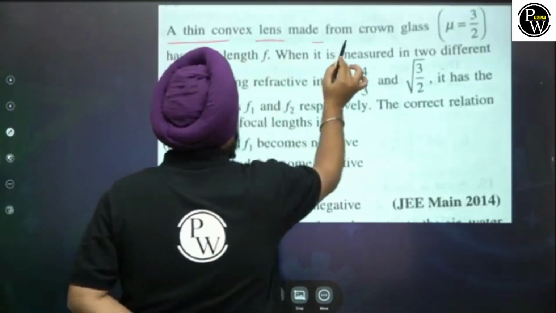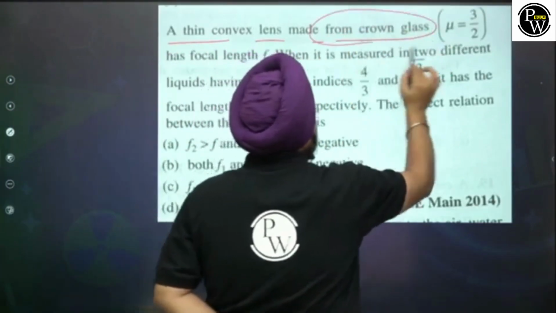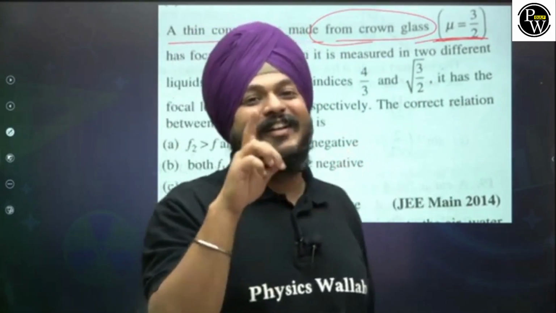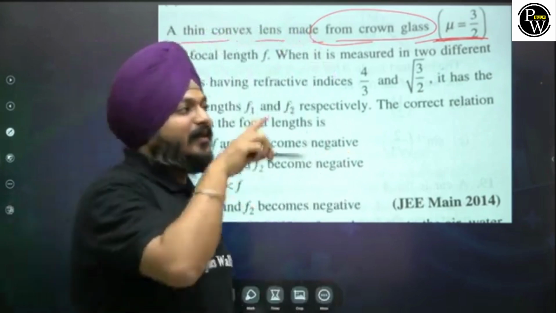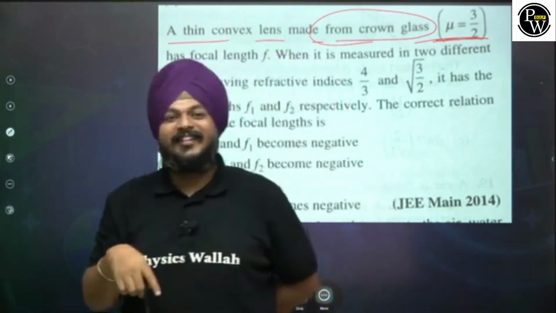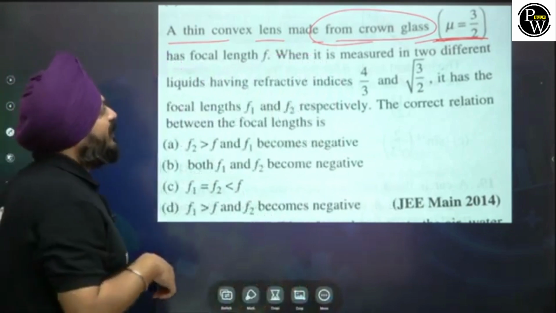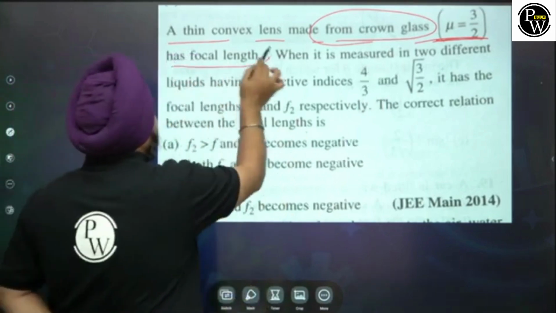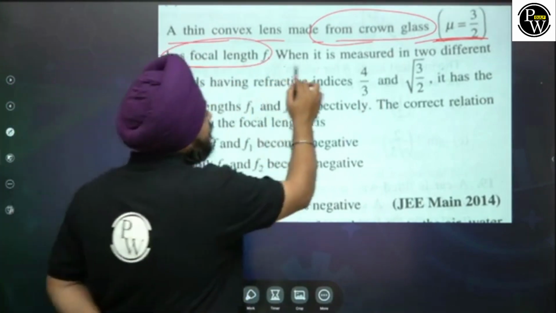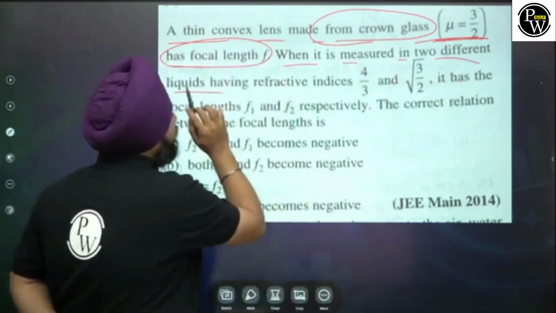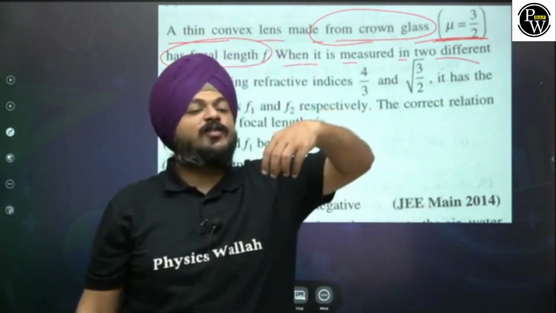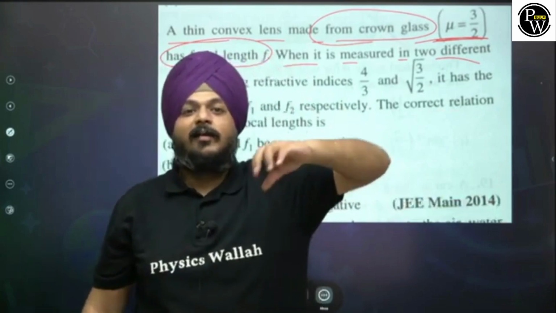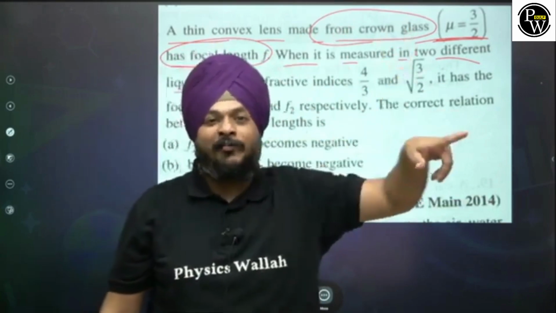A thin convex lens made from crown glass. Again I'm going to come back to my thought that whenever we are talking about a thin lens, we are not considering the thickness inside it. So the thin convex lens made from crown glass has a refractive index of 3/2 and its focal length is f. When it is measured in two different liquids, mark my words, one lens of refractive index 3/2 is kept in two different liquids, and now they are measuring the focal length in the two different liquids.